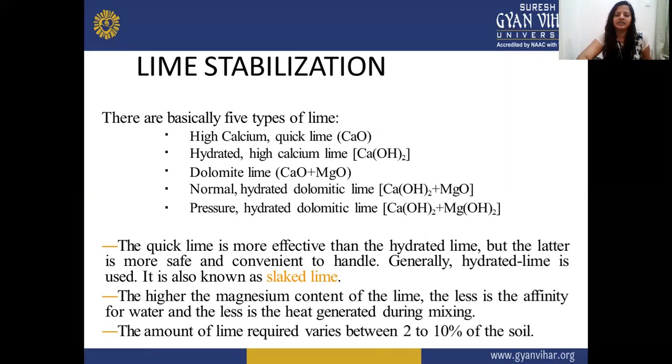The higher the magnesium content in the lime, the less is the affinity for water, and the less heat is generated during mixing. So we prefer lime with less magnesium, because cement, for example, has the tendency to produce high heat of hydration during reaction. The amount of lime required varies from 2 to 10% of the soil.